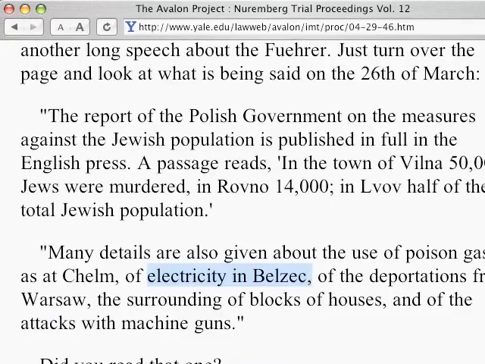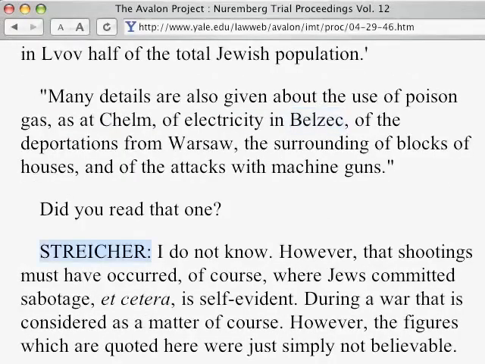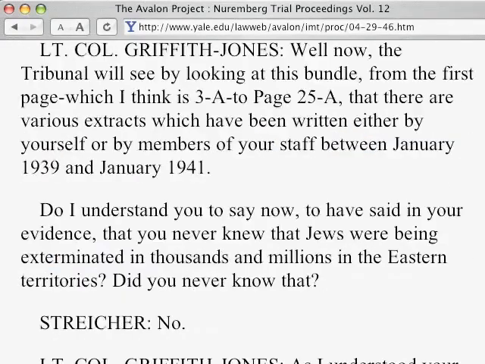The context of this passage is that a member of the British prosecution team, Lieutenant Colonel Griffith Jones, is confronting one of the Germans on trial, Julius Streicher. The English prosecutor is alleging that Streicher knew about the Holocaust during the war via foreign publications, which he must have read, and indeed had subscriptions to. Julius Streicher keeps replying that if he had read the reports, he wouldn't have believed them.